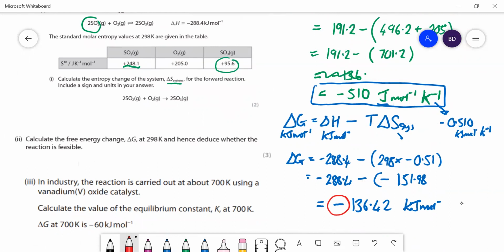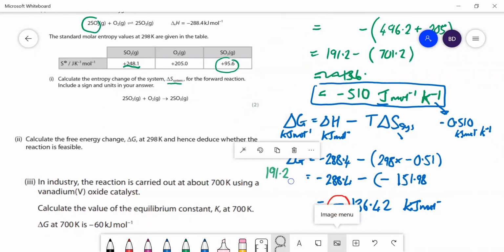All right. Right, let's clear a bit of space. Oops.